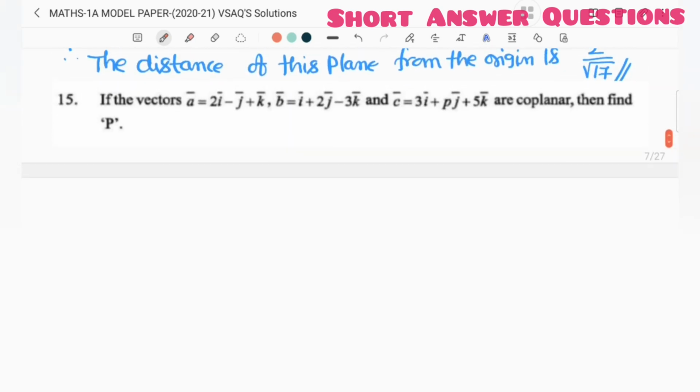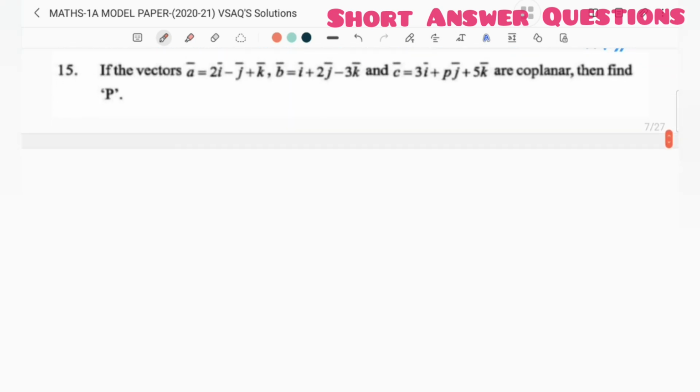The next question: if the vectors a bar equal to 2i minus j plus k, b bar equal to i plus 2j minus 3k, and c bar equal to 3i plus pj plus 5k are coplanar, then find p. So three vectors a bar, b bar, c bar are coplanar. Then the box product of a, b, c equal to 0.